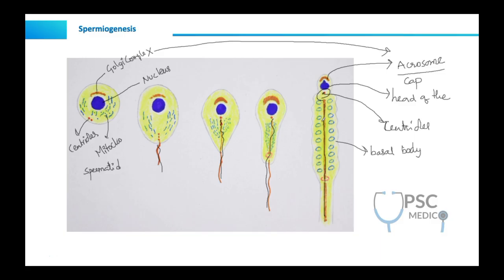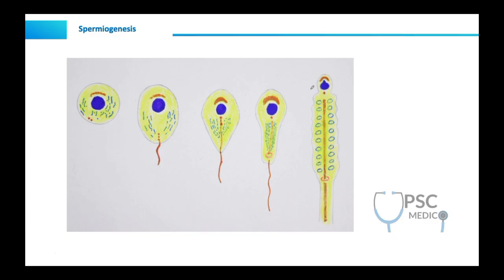The part of the basal body is surrounded by the mitochondria. You can see the mitochondria now surrounding the body, and this centriole continues to form the tail, which helps in swimming. The mitochondria surround the basal body, and most of the cytoplasm is lost. This mitochondrial sheath, present near the tail part, provides energy for the swimming movements of the sperm, so that it reaches the site of fertilization.